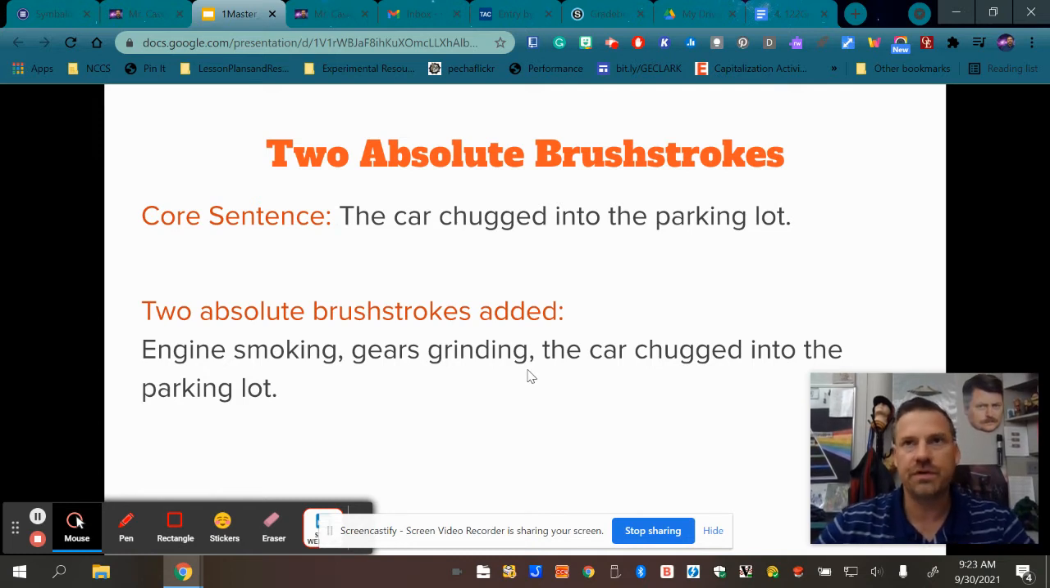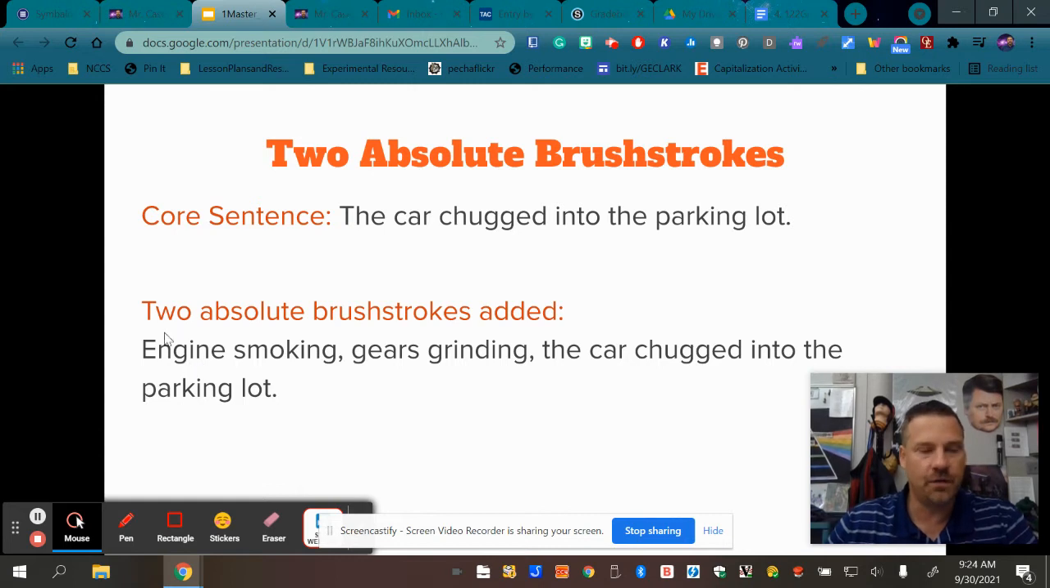Now, for a brushstroke, there are 2 core tendencies that they have. One is you have to have proper punctuation, so the commas have to be in the right spot if you're going to get 100% on this. And 2 is each one of these follows a formula.